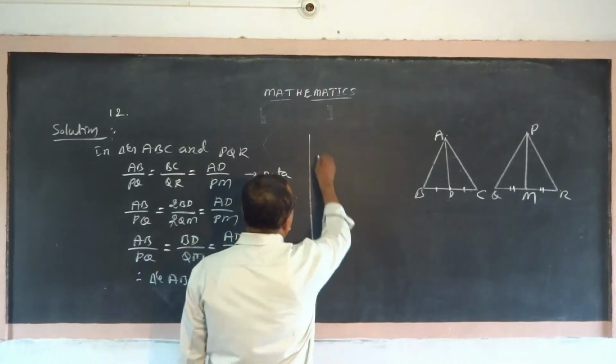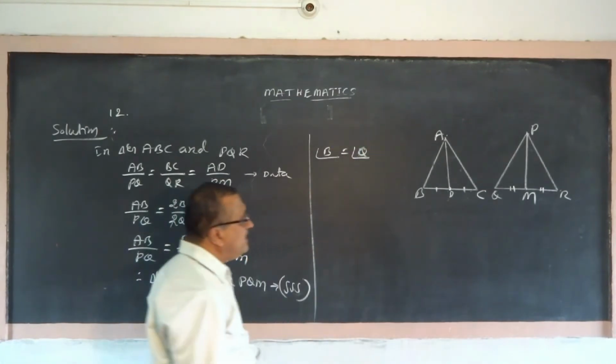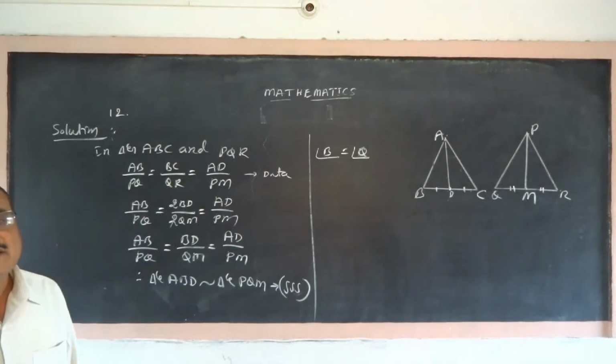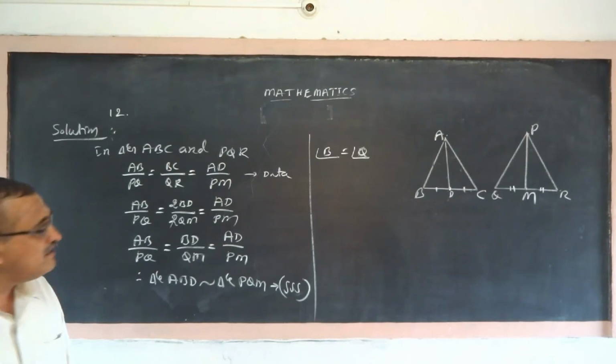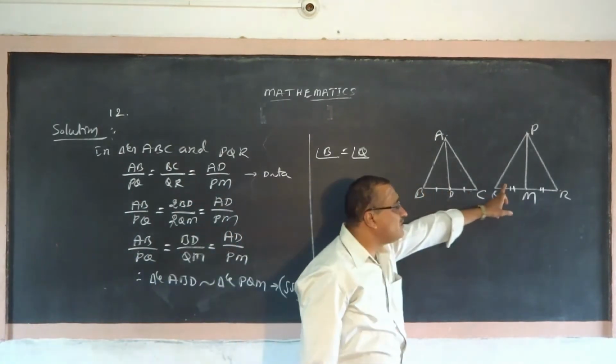We can say that angle B is equal to angle Q. Angle B is equal to angle Q because when two triangles are similar, corresponding angles are equal.